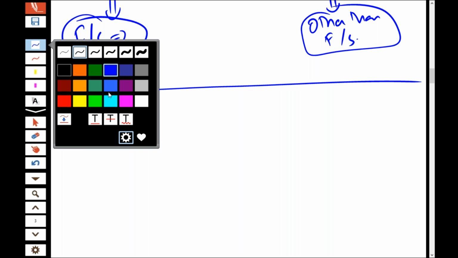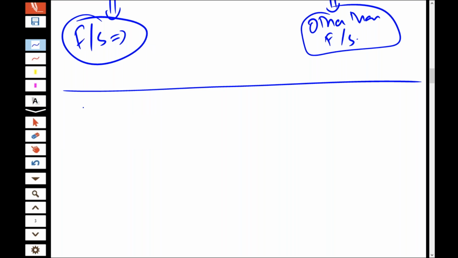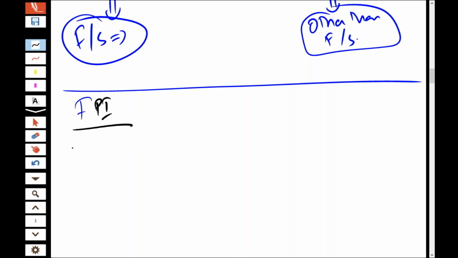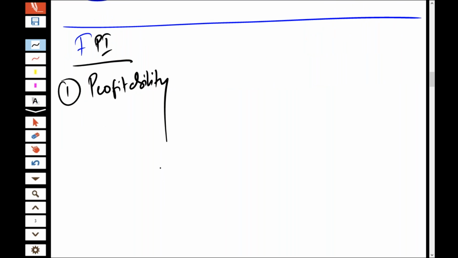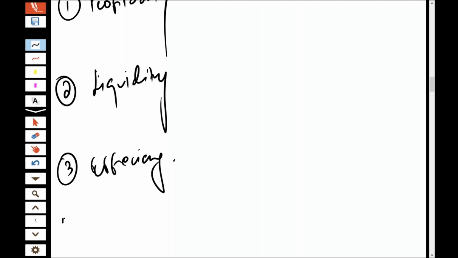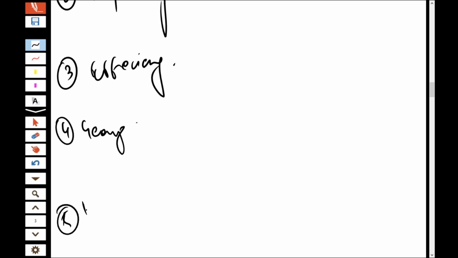So I'm going to have a feedback from you people. When we talk about the financial performance indicators, they are generally classified into different categories. Number one is the profitability ratios. Number two is the liquidity ratios. Number three is the efficiency ratios. Number four is the gearing ratios. And number five are the investor ratios.